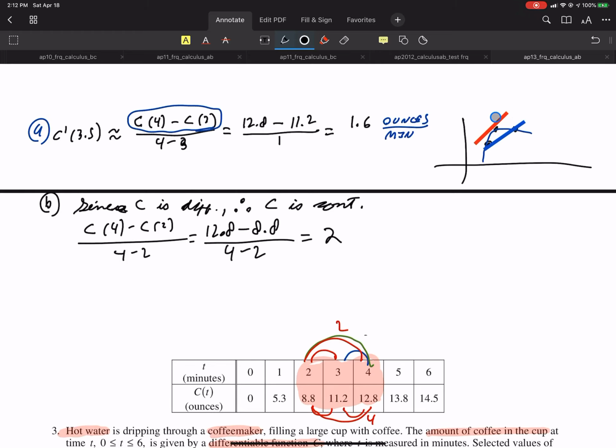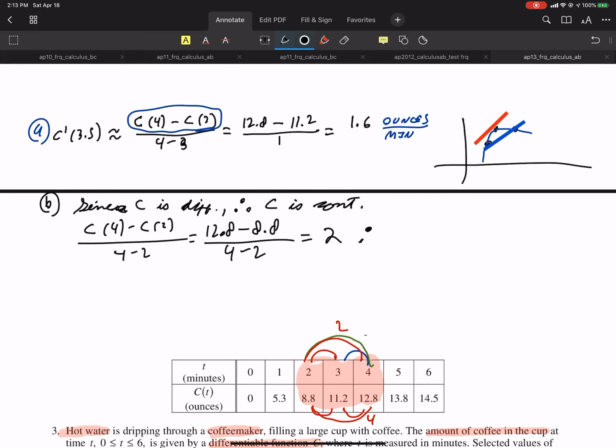Therefore, there's going to be a place where this red line, as it moves across this curve, is going to be parallel to that. So we are done. We have done the conditions. Continuity, differentiability we've shown. We showed the slope of the secant line, or the average rate of change, is 2.